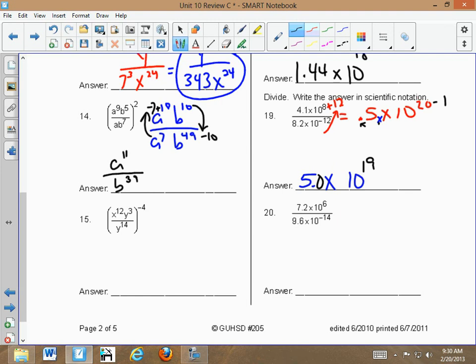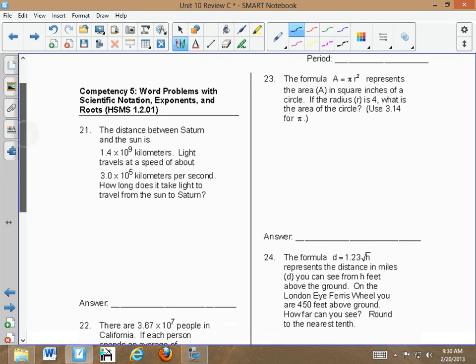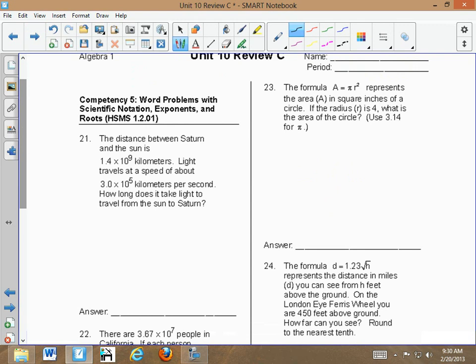Not going to do 20. You should be fine on 20. Word problems with scientific notation. This is something you have to memorize. It will not be given to you on the test. And actually, what I would do, as soon as I started the test, I would turn to this section and write this from memory.